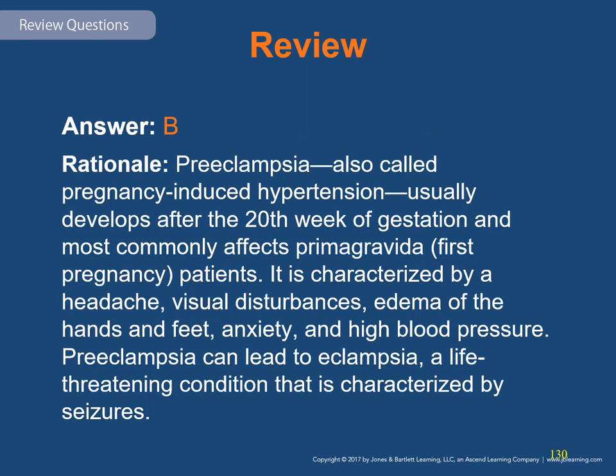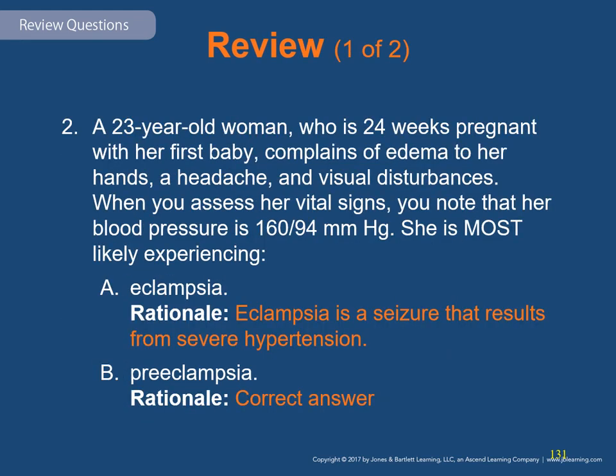Preeclampsia, also called pregnancy-induced hypertension, usually develops about the 20th week of gestation and most commonly affects primigravida, first pregnancy patients. It is characterized by a headache, visual disturbances, edema of the hands and feet, anxiety, and high blood pressure. Preeclampsia can lead to eclampsia, a life-threatening condition that is characterized by seizures. Answer A. Eclampsia is the seizure that results from severe hypertension. The correct answer is B.